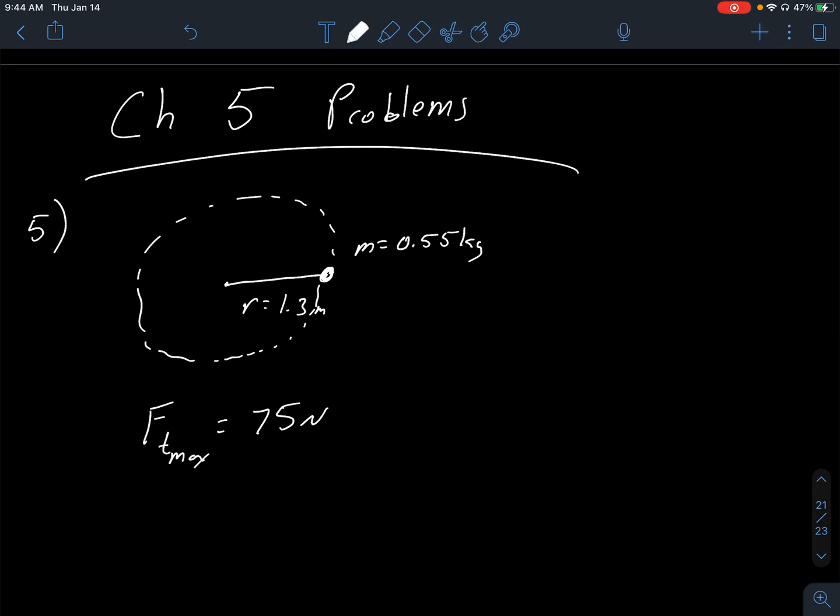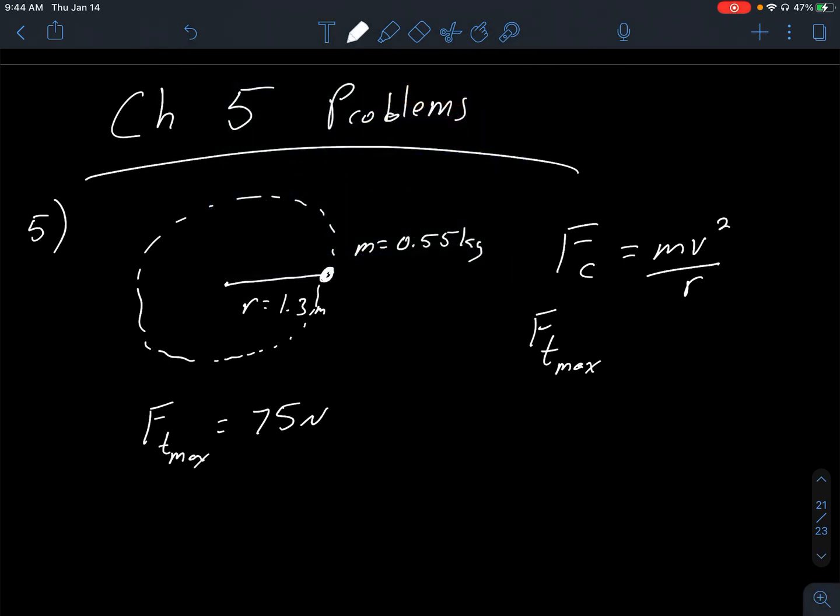So pretty simple here. We need to make sure that we state our Newton's second law for circles, or centripetal force equation. And then our centripetal force is caused by only the tension in the string. And we're going to look for that max force.